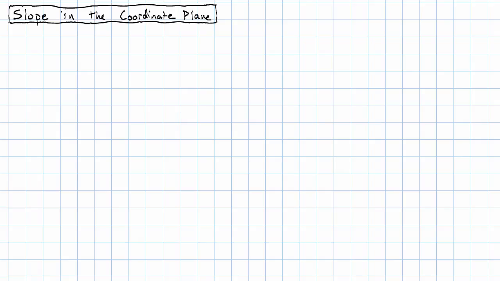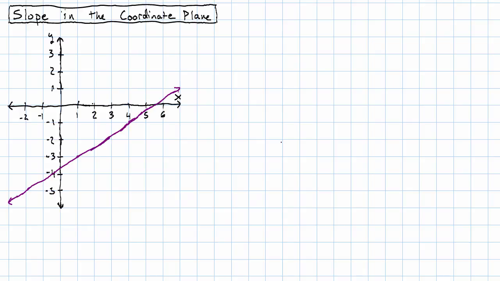So far, we've looked at slopes in just a plane with a grid on it. Now let's think about what slopes look like if we're in a coordinate plane. So I'm going to draw a line in a coordinate plane. And looking at this line, let's try to figure out its slope. I can find two points that are on nice grid lines.